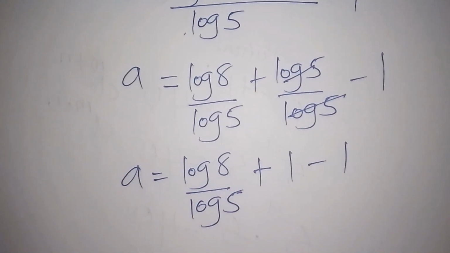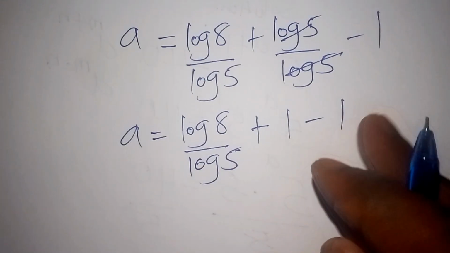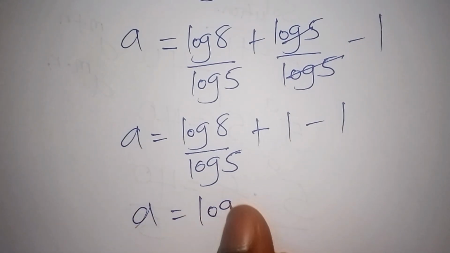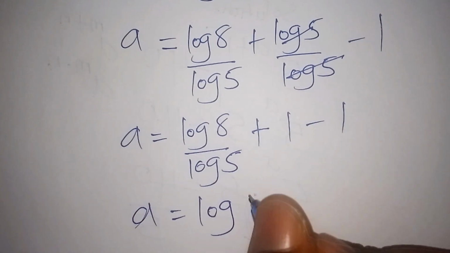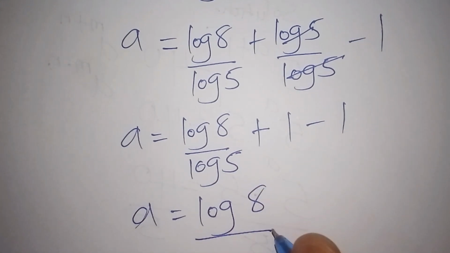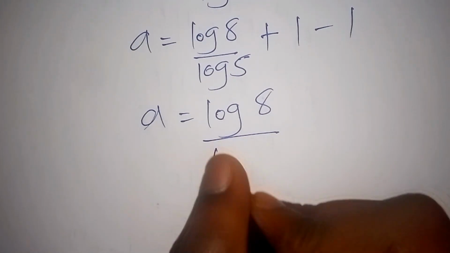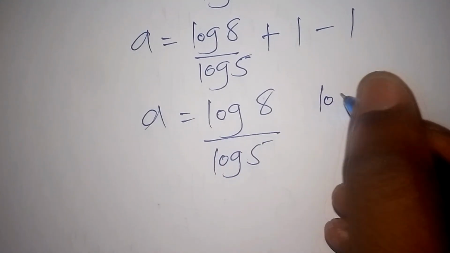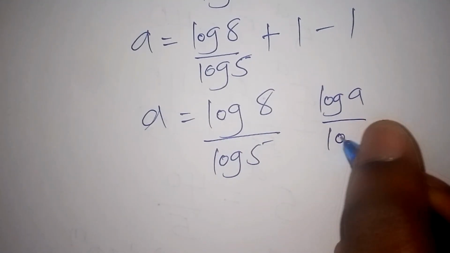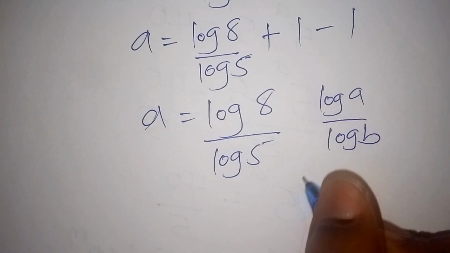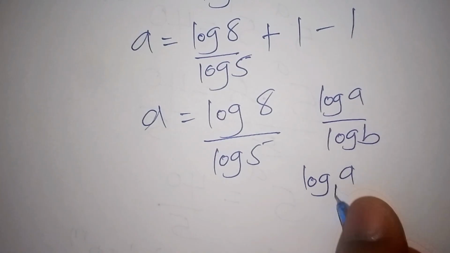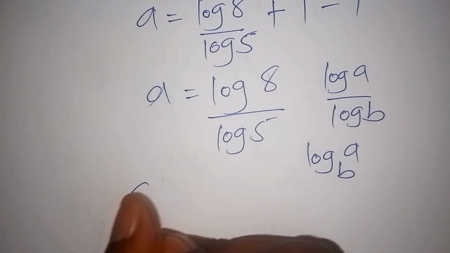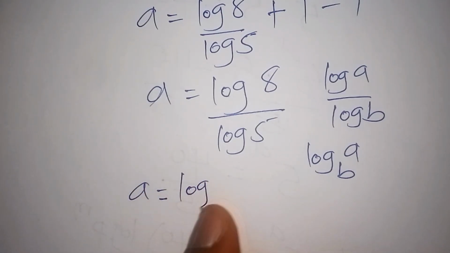What is 1 minus 1? This shall have nothing, that is 0. So a shall be the log of 8 all over the log of 5. Suppose we have something like the log of A all over the log of B. This can also be written as the log of A to the base of B. Meaning that our final answer is a equals the log of 8 to the base of 5.